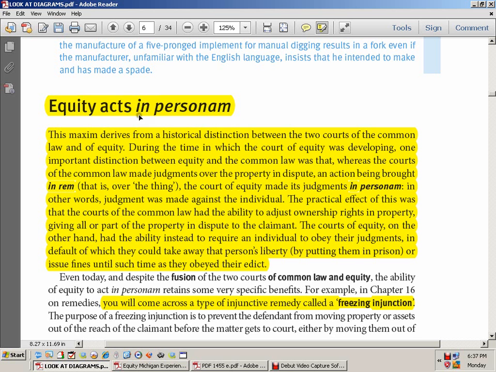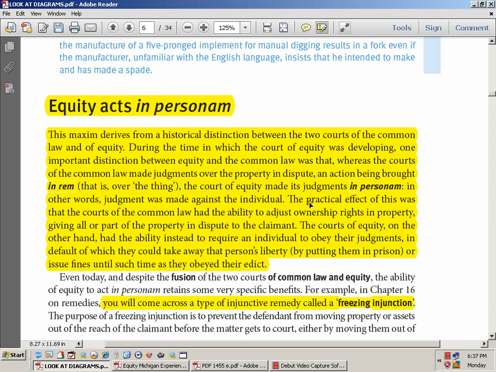Equity acts in personam. This maxim derives from the historical distinction between the two courts of the common law and equity. During the time in which the court of equity was developing, one important distinction between equity and common law was that whereas the courts of common law made judgments over property in dispute, an action being brought in rem, that is, over the thing, the court of equity made its judgments in personam. In other words, judgments are made against the individual.